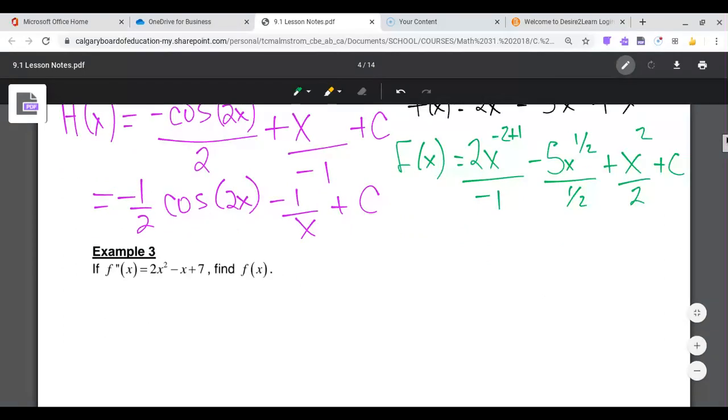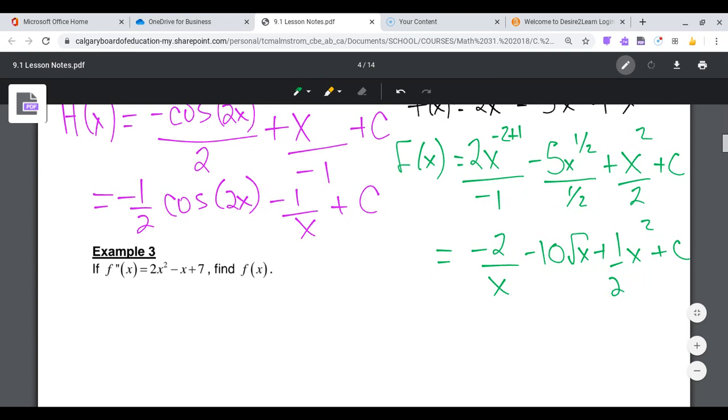So this would be equal to negative 2 on x. So if I am going to go 5 divided by half, it's really the same as 5 times 2. So minus 10 root x plus 1/2 x squared plus c. How did that go for you? Hopefully it went fantastically. Okay, let's try example 3.